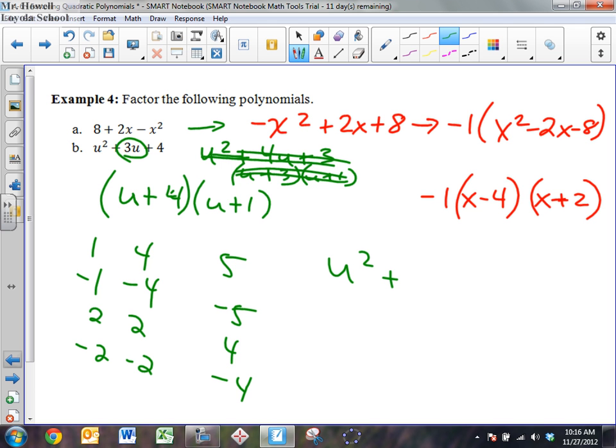Common mistake on this one. u squared plus 5x minus 6. Everybody thinks 3 and 2. 3 and 2. Oh yeah, 3 and 2 multiply to 6 and add up to 5. You tell me, try and figure out if 3 and 2 works there. It won't. It's 6 and 1.